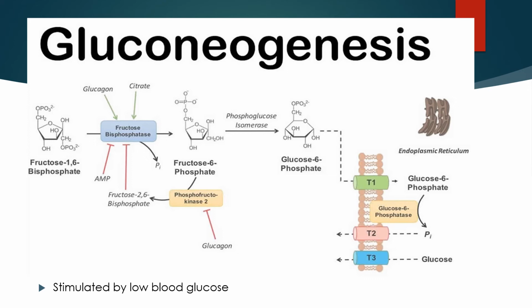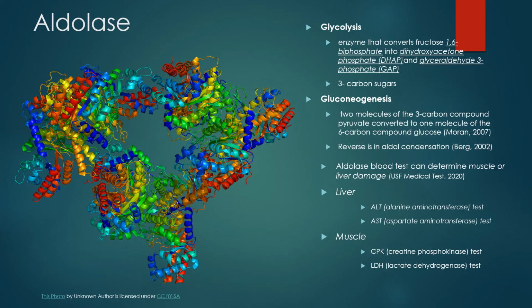And so the requirement to make that glucose molecule is going to be 2 pyruvate, 4 ATP, 2 GTP, 2 NADH, and 6 waters, or 6 H2O. So aldolase is an enzyme that's used in both glycolysis and gluconeogenesis. In glycolysis, it's going to turn that 1,6-bisphosphate into two different 3-carbon sugars, which are DHAP and GAP. And in gluconeogenesis, it's going to take those two 3-carbon molecules and put them back together to make that 6-carbon molecule.